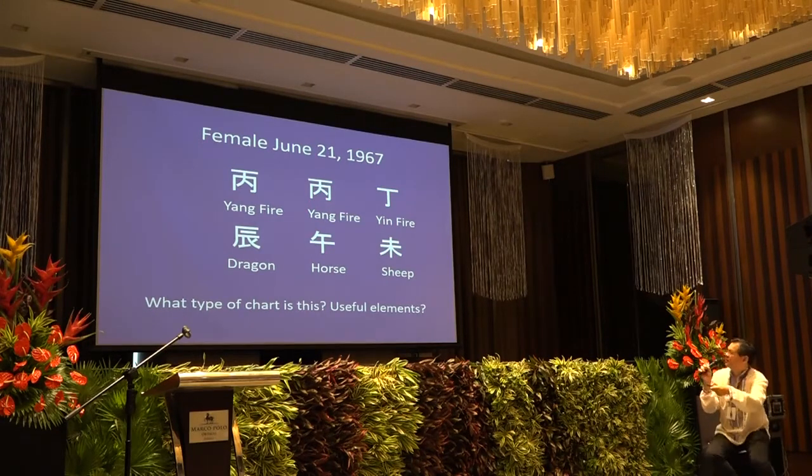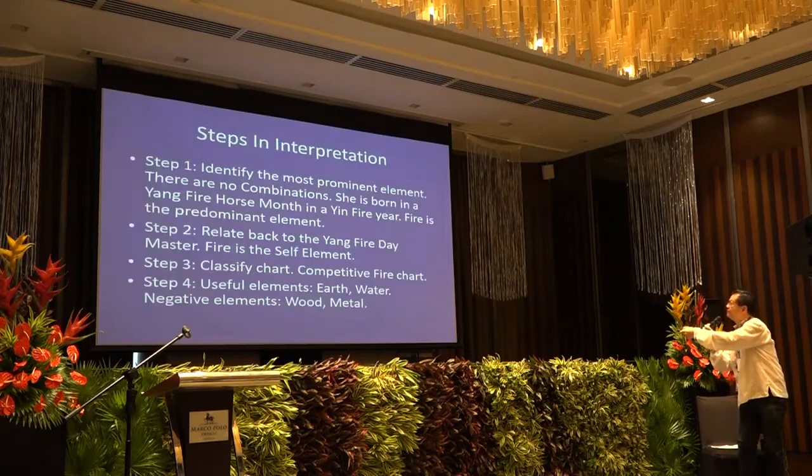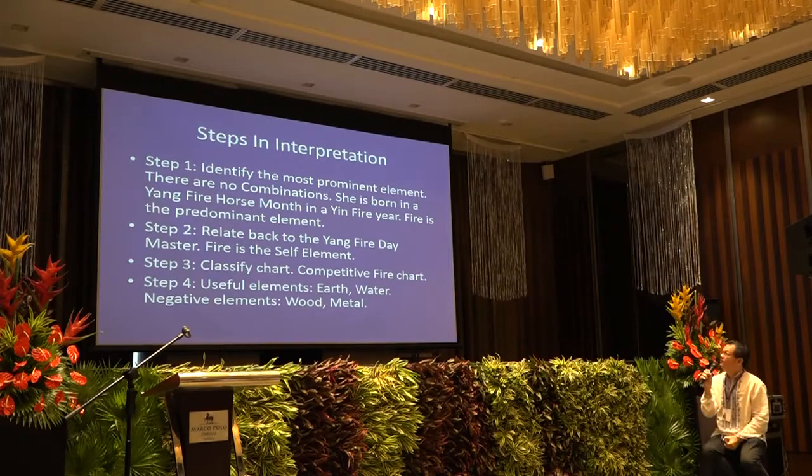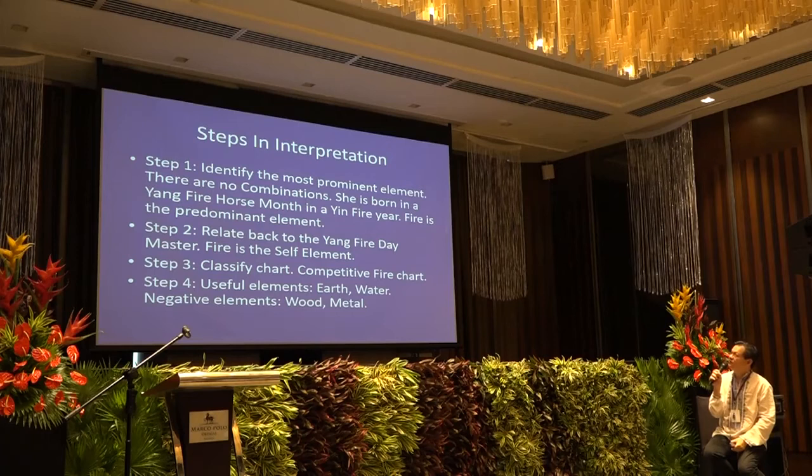So let's look at the steps. Identify the most prominent element. There are no combinations. She's born on a Yang Fire Horse Month and a Yin Fire year. Fire is the predominant element. Step two, relate back to the Yang Fire Day Master. So fire is the self element. Step three, classify the chart. This is a competitive fire chart. Step four, useful elements, earth and water, and negative elements, wood and metal. So it's a competitive fire chart.